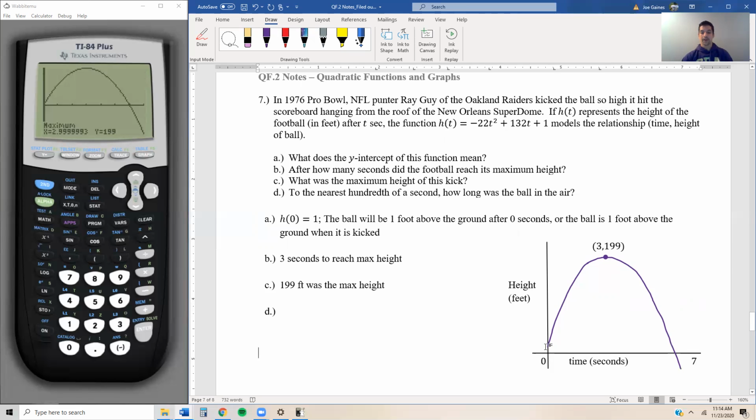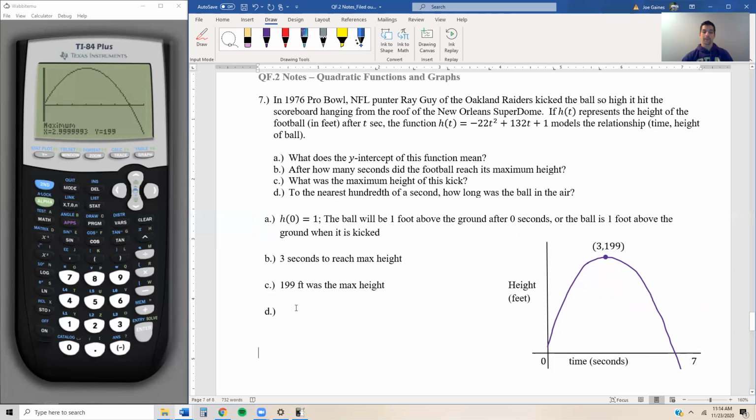So really what we're trying to find is how long did it take for the ball to start here and return all the way to there on the x-axis. This is where the height is 0 on the x-axis, and that's going to be where the ball hits the ground. And it has no height, it's on the ground.